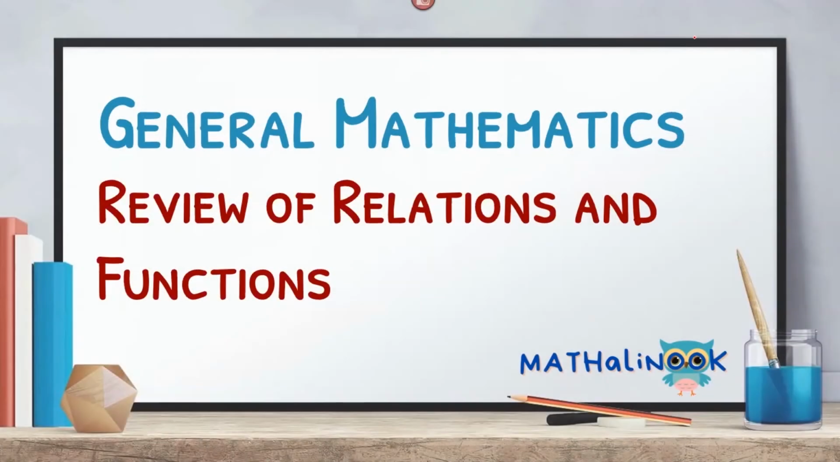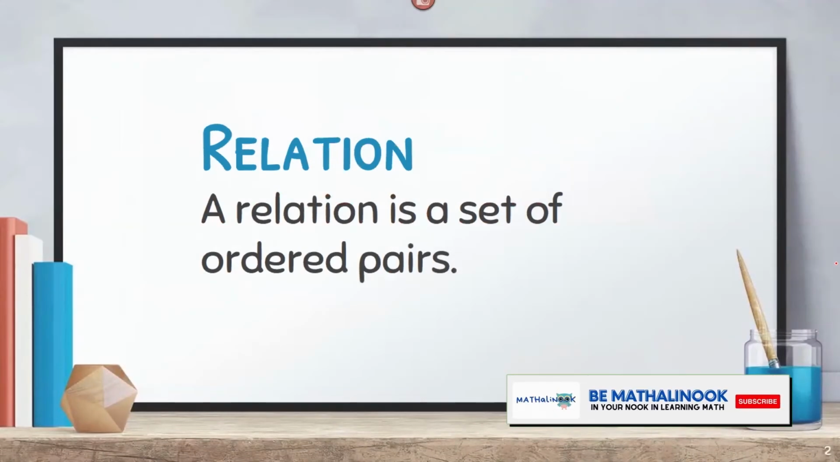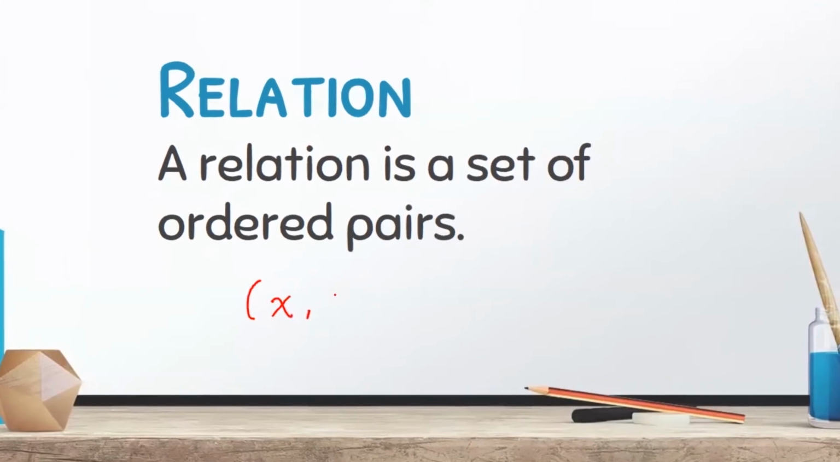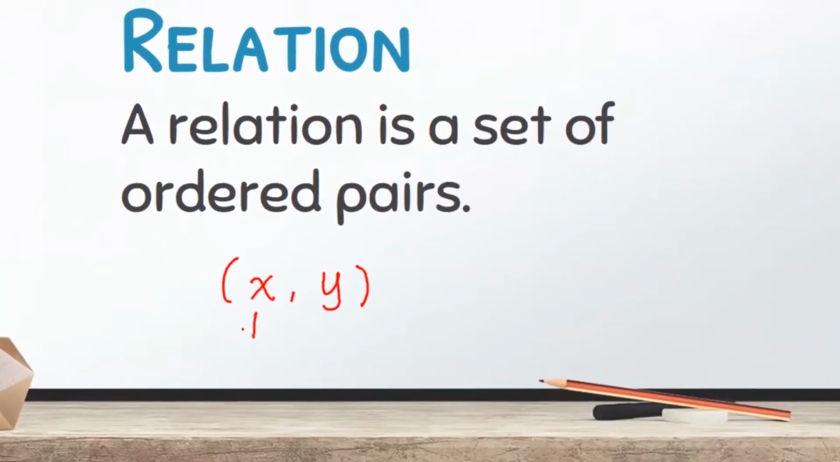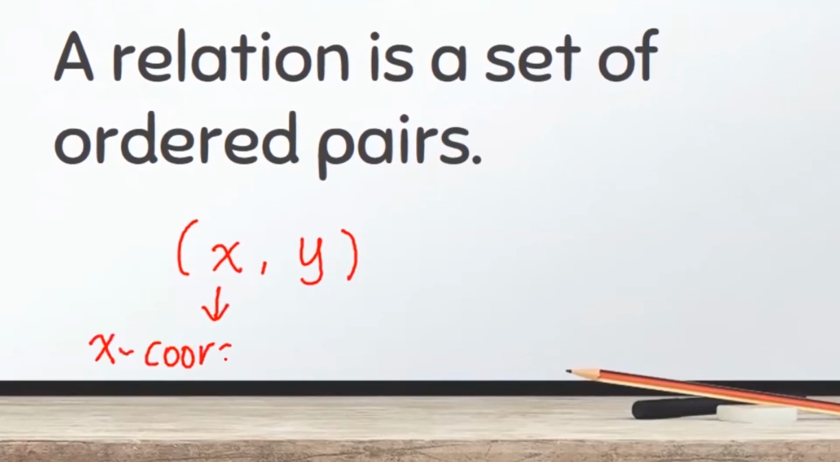Good day everyone! In this video, we will discuss the concept of relation and function. Let us define first the relation. Relation is a set of ordered pairs. Recall that an ordered pair is a pair of numbers wherein the first number is called the x-coordinate and the second number is called the y-coordinate.